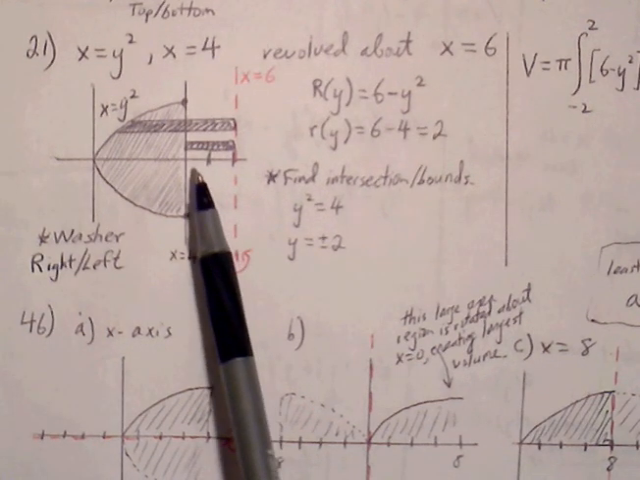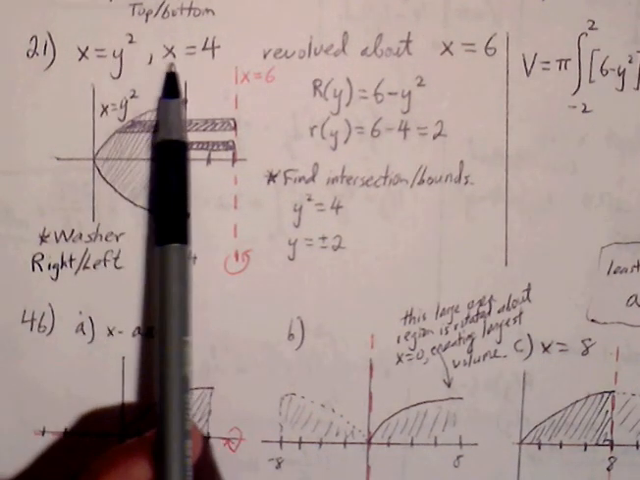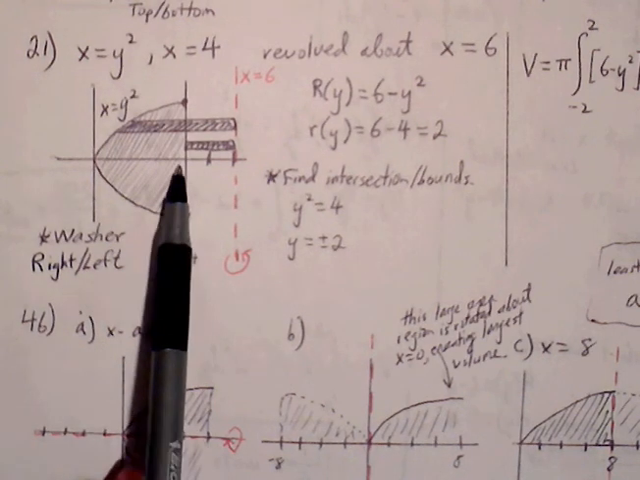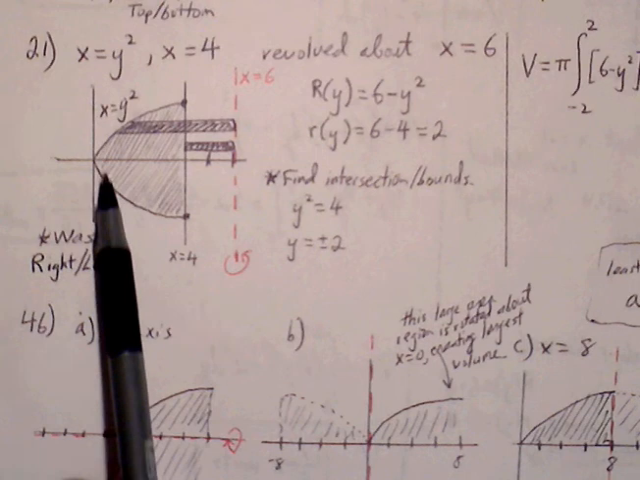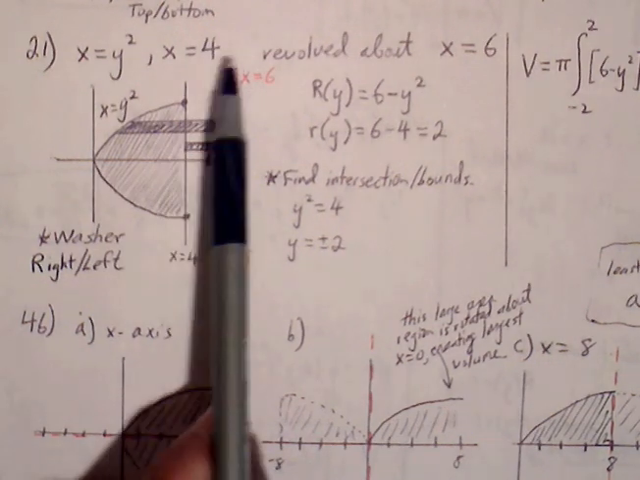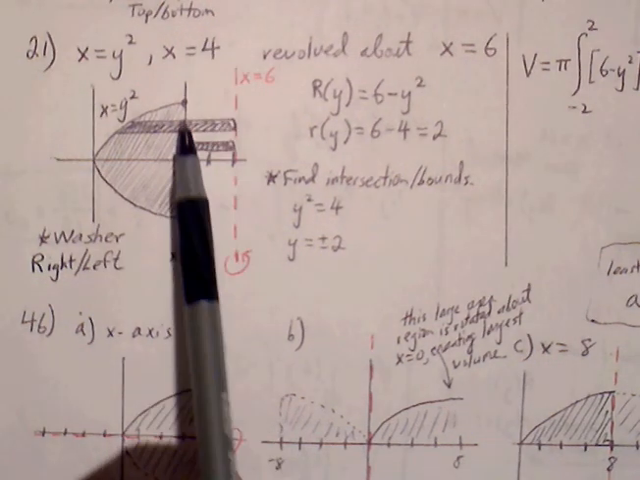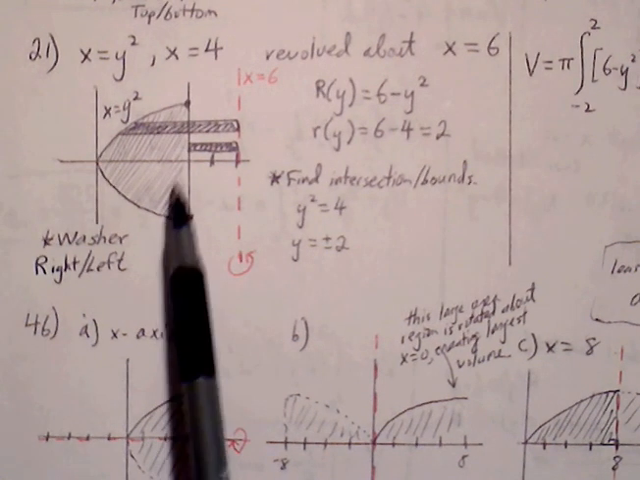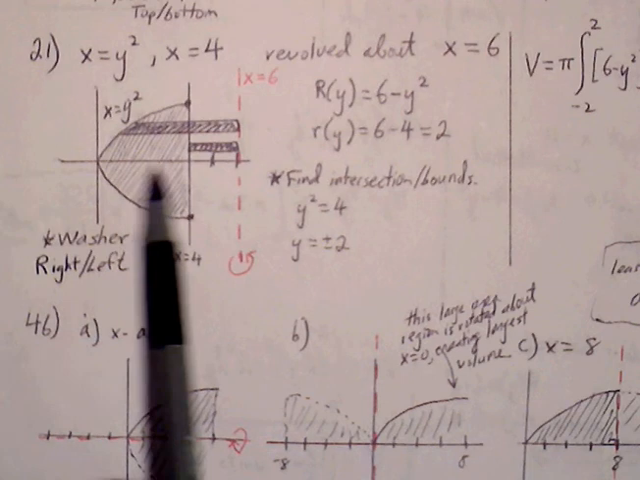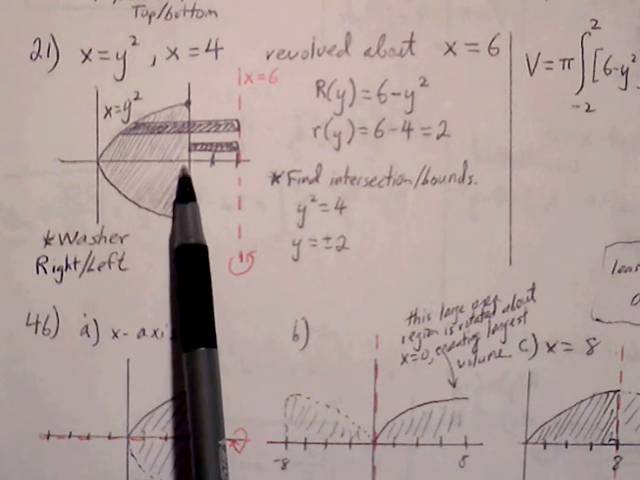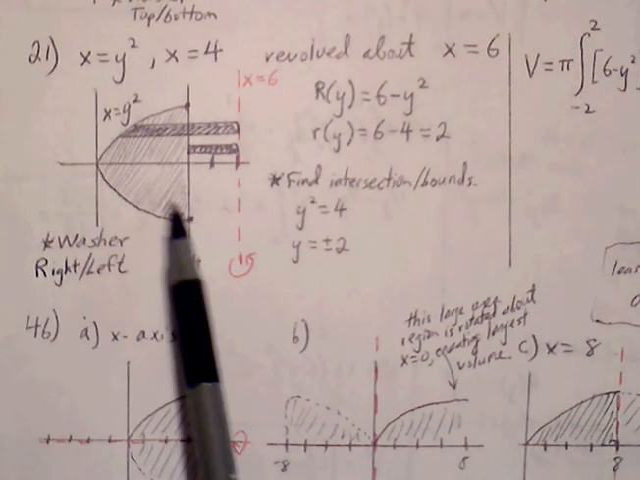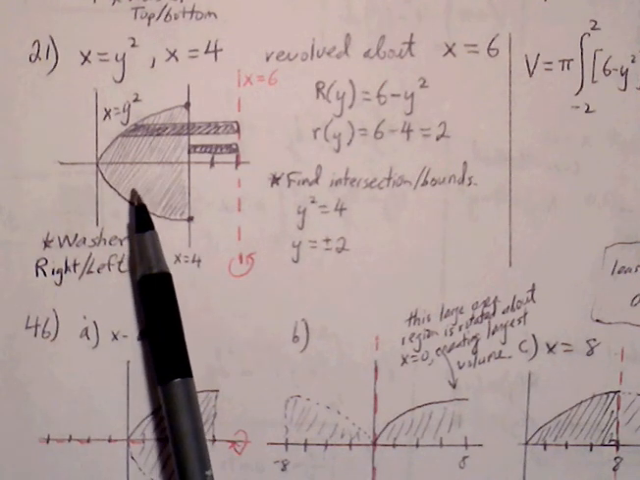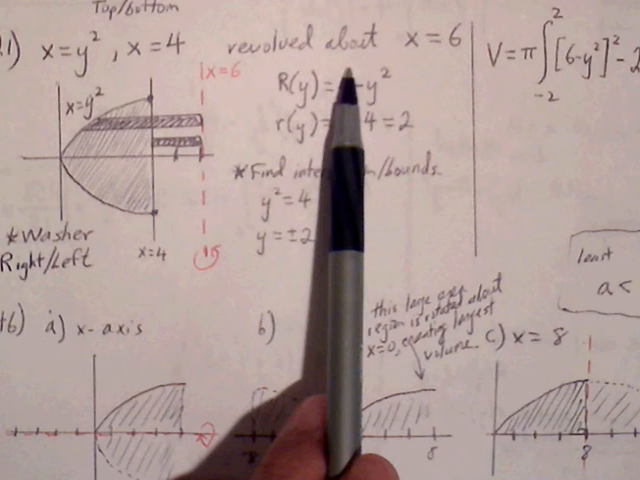Notice that this does not say anything about the x-axis. So the x-axis is not considered a boundary. It just so happens that it crosses the x-axis. But if it doesn't include it as a boundary, then we're going to make sure that we don't cut it off, because this is not a boundary. So it's going to be this entire shaded region that we're going to be starting off with. Revolving about the vertical line x equals 6.